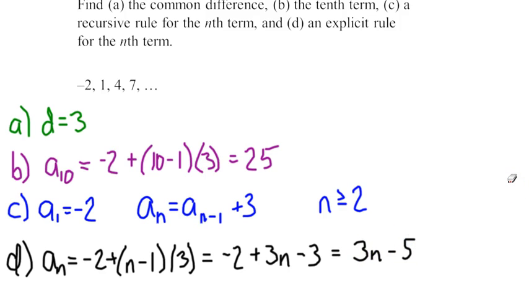Just a quick review of this problem. In part A, we found the common difference of 3. In part B, we found the 10th term in the sequence. In part C, we found the recursive rule for the nth term. And then in part D, we found the explicit rule for this arithmetic sequence.